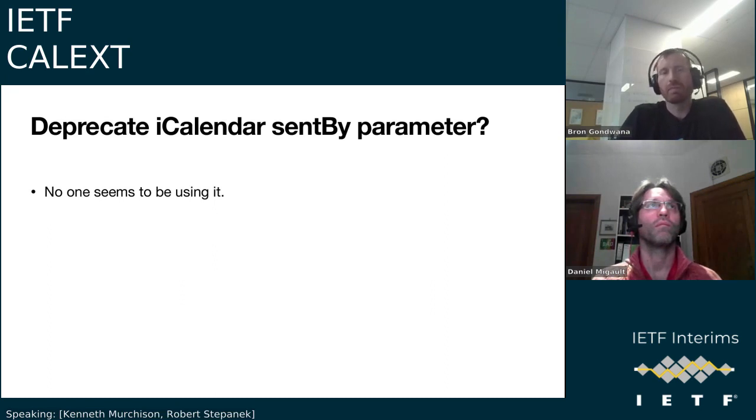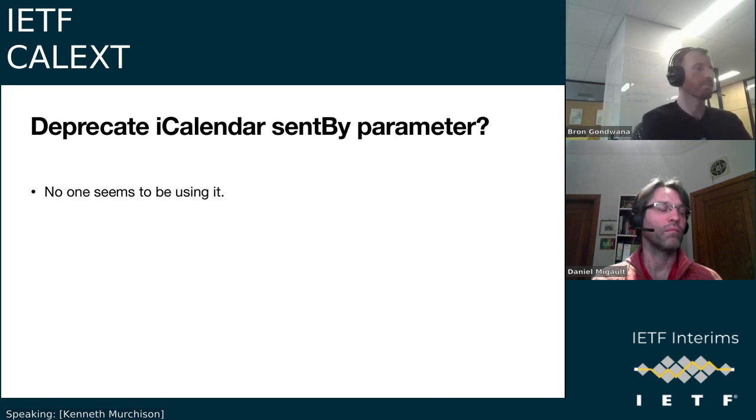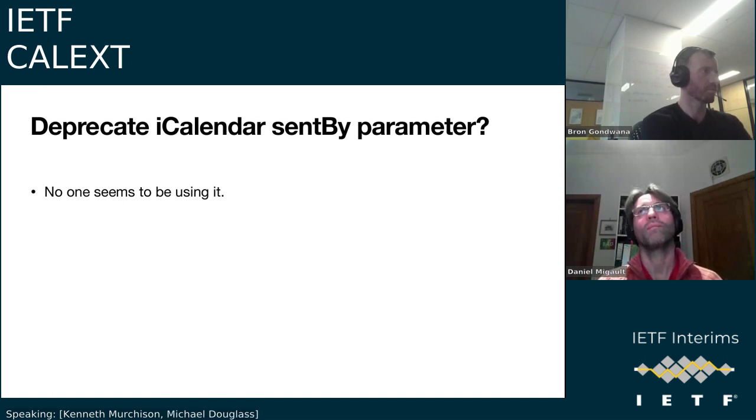Yeah, I was going to say I think that if it does get deprecated, it needs to be in a revision to 5545. But I think Mike is correct that we shouldn't do anything in JS Calendar that requires us to map it to sent by. We should avoid using it in the mapping, because we intend to deprecate it in a revision to 5545.